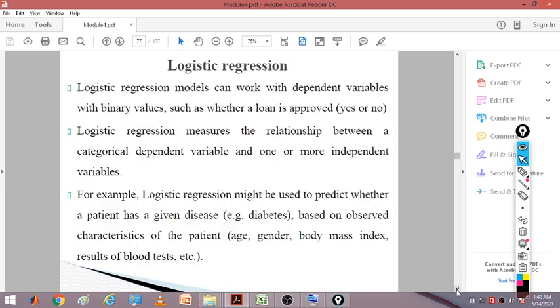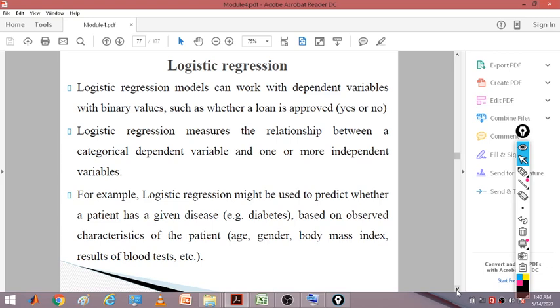So next we talk about logistic regression. A logistic regression model can work with a dependent variable with binary values, such as whether a loan is approved or not. In the previous case, the dependent variable had continuous values. Here the dependent variable has binary values, such as whether a loan is approved or not.